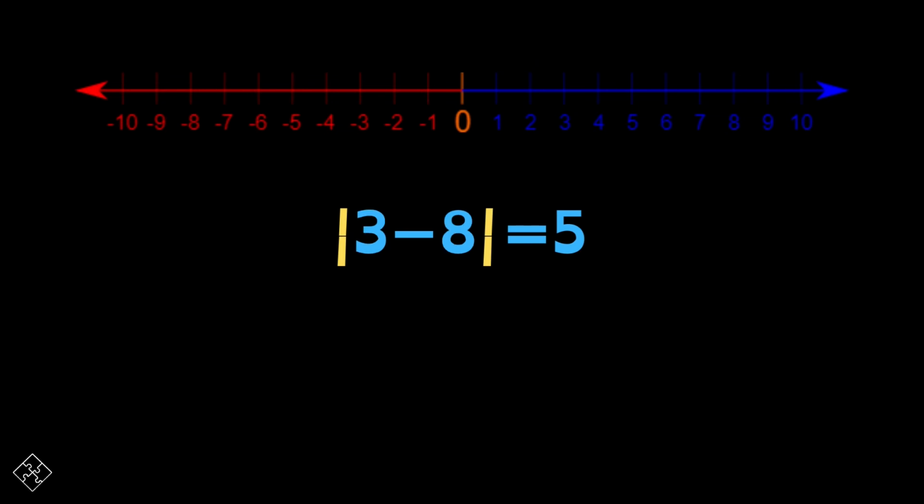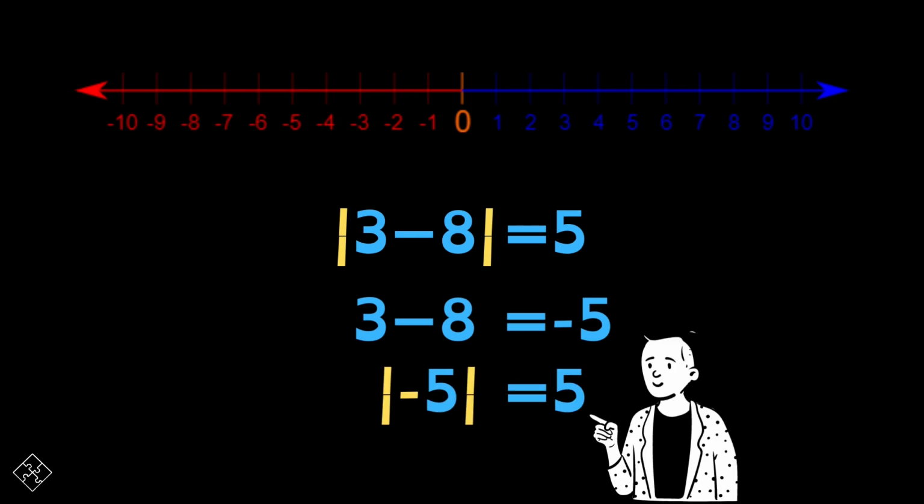Also, let us reverse it. The absolute value of 3 minus 8 is equal to 5. So, how did that happen? 3 minus 8 is equal to negative 5. And the absolute value of negative 5 is equal to positive 5.